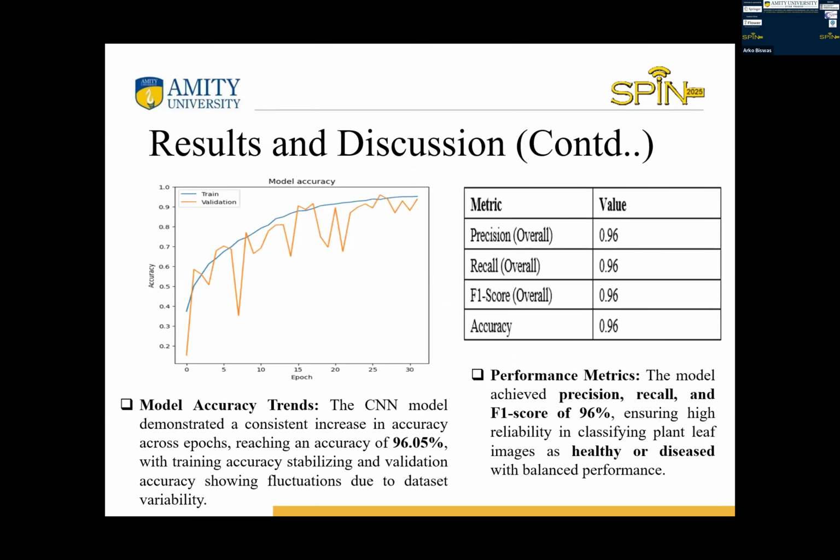Next, we talk about our model accuracy trends. So our CNN model basically achieved a high consistent accuracy of 96.05%, with training accuracy stabilizing and validation accuracy showing some fluctuations due to dataset variability. Along with this, the model achieved various metrics, precision, recall, F1 score, and accuracy, showing high reliability in classifying plant leaf images as healthy or diseased with balanced performance.